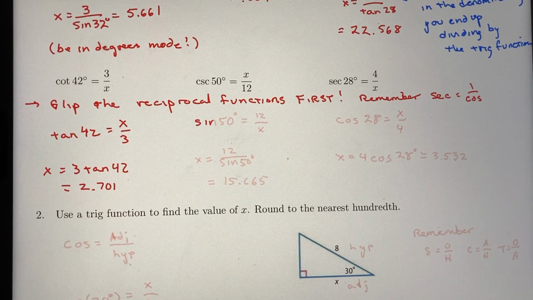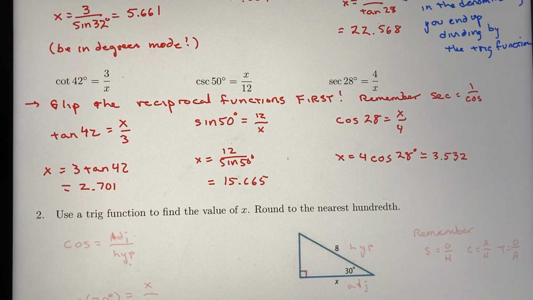Cosecant is the reciprocal of sine. And x was on the bottom, so we divide by the trig function. Flip secant into cosine. Oh, x is on top. Okay, that's not too bad.